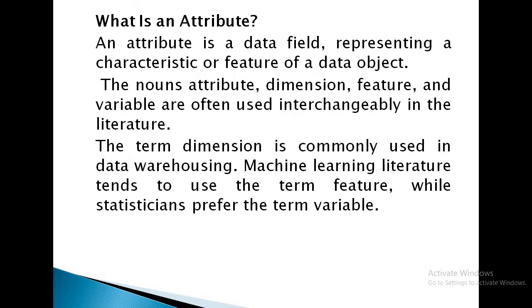Next, what is an attribute? I already told you the detailed information about the object is called an attribute. An attribute is a data field representing a characteristic or feature of a data object. The term dimension is commonly used in data warehousing, machine learning literature tends to use the term feature, while statisticians prefer the term variable. An attribute is a data field representing a characteristic or feature of a data object.